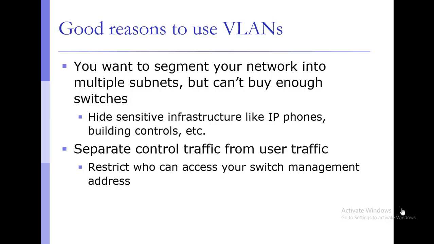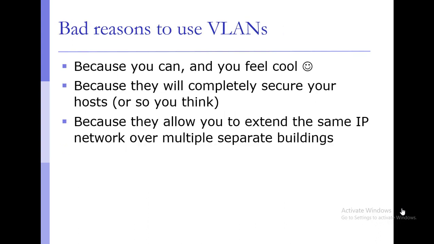Why do we want to do this segmentation? The main purpose is to hide the information of sensitive infrastructure like IP phones or the building controls, etc. We need to hide that information as well. And we also want to provide separate control of traffic for each user, to maintain the traffic and manage it more accurately. We want to make sure that management is going really well, and for that reason we have to restrict some of the users from having access to all of the resources. So these are some good reasons for which we use VLANs.